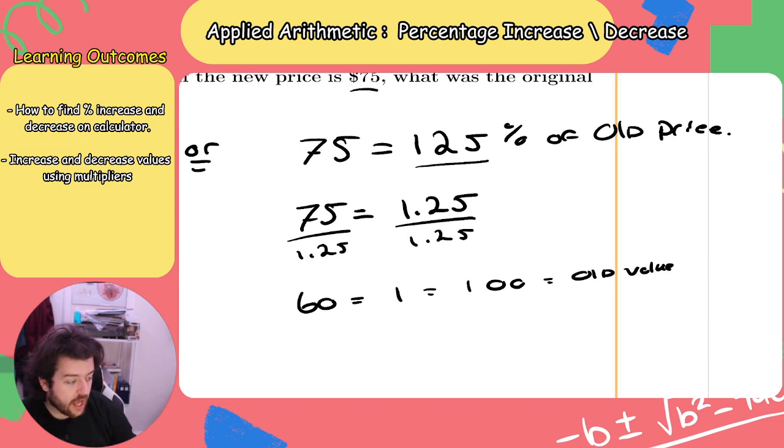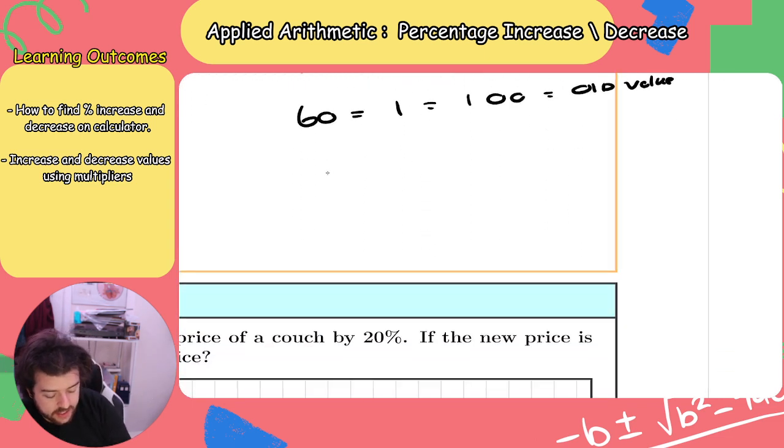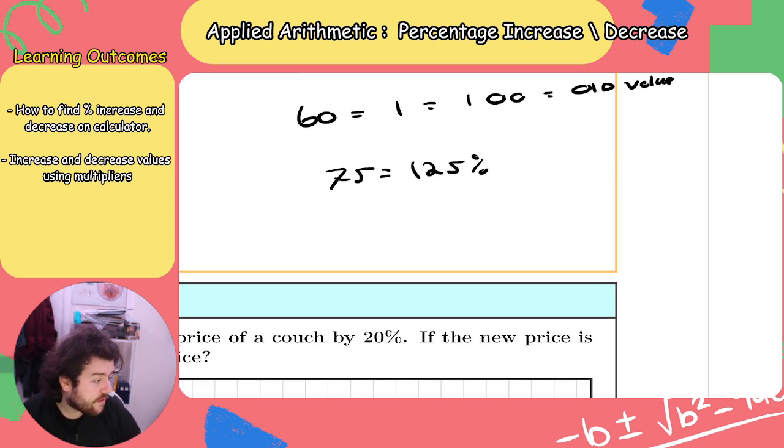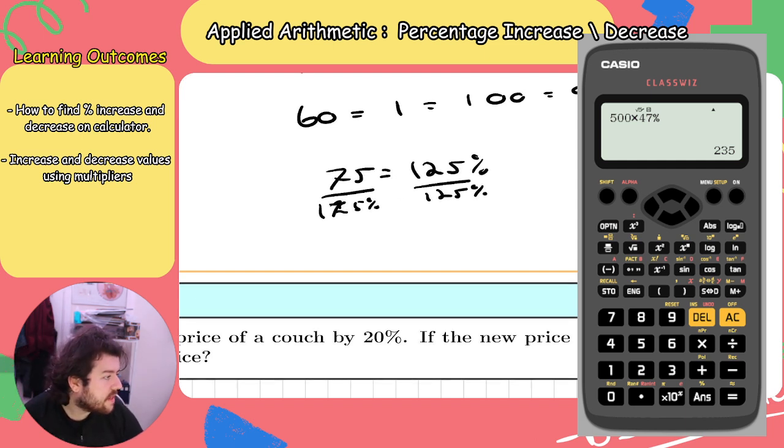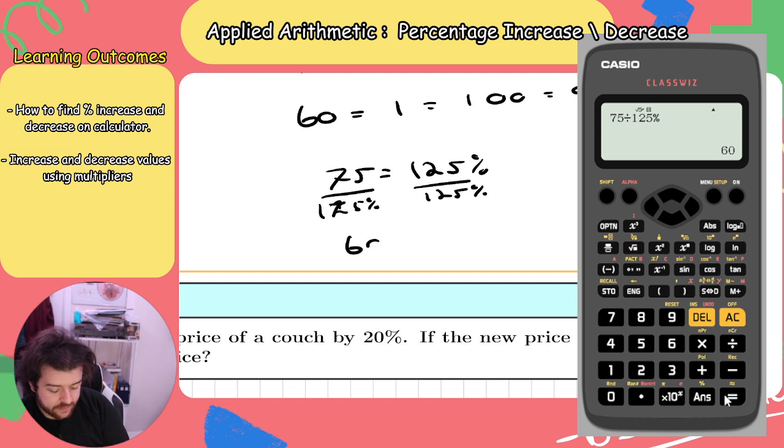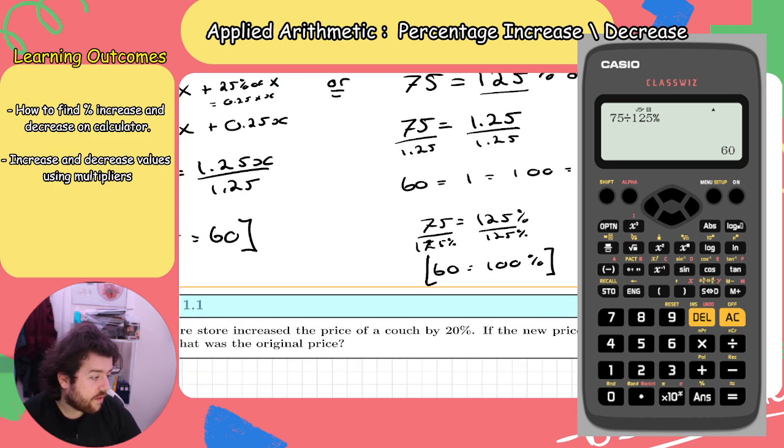Right? Or you can do it on your calculator. If 75 is equal to 125%, just divide both sides by 125%. So I'm going to open my calculator here. It's going to be 75 divided by 125%. And that still gives me the 60. Right? So that is two ways of doing it there.